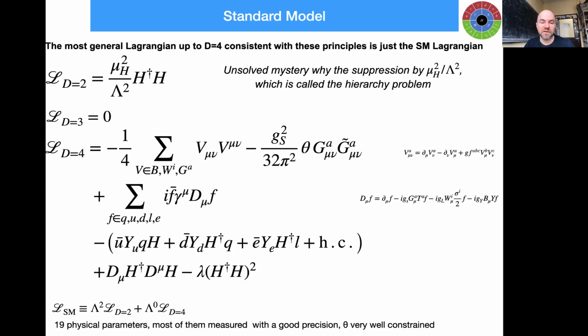All the free parameters that appear here, there are 19 physical parameters, 19 Wilson coefficients, that appear in this Lagrangian at dimension 4. And we measured most of them, 18 of them, with a very good precision. The last one, this theta parameter, for some reason, is much smaller again. We haven't seen it yet. We have only a limit that it's smaller than something like 10 to minus 9, maybe 10 to minus 10, depending on how you treat the hadronic uncertainties involved.